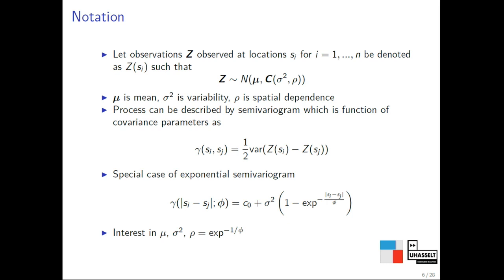So normally you can describe this by a semi-variogram function, which is just a function of the covariance parameters, and it just gives you an idea of how the variability in all your data is distributed.